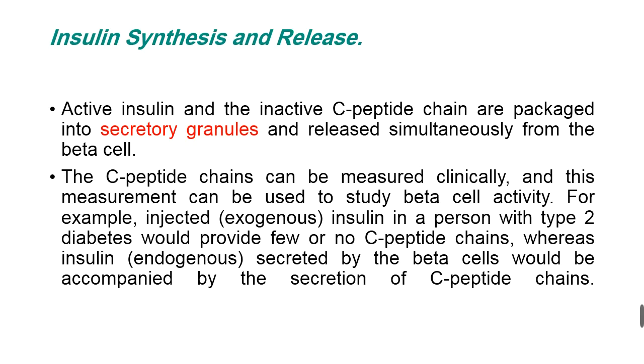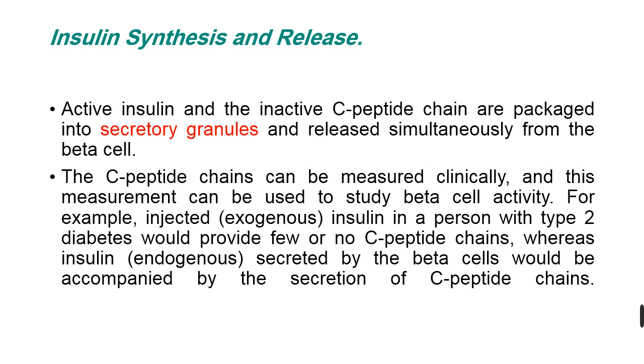Active insulin and the inactive C-peptide chain are packaged into secretory granules. They will not be released immediately. They will be packed into secretory granules and released simultaneously from the beta cells. What do we mean by simultaneously? They will be released as the active insulin and the inactive C-peptide at the same time from the secretory granules.